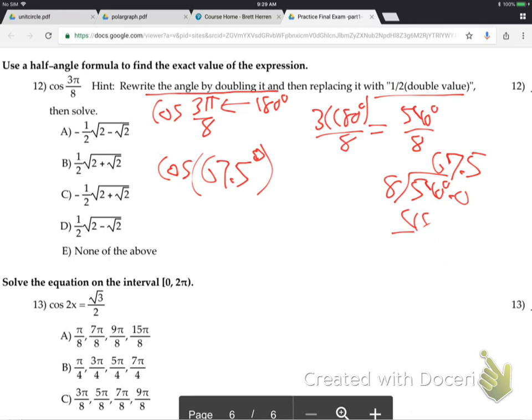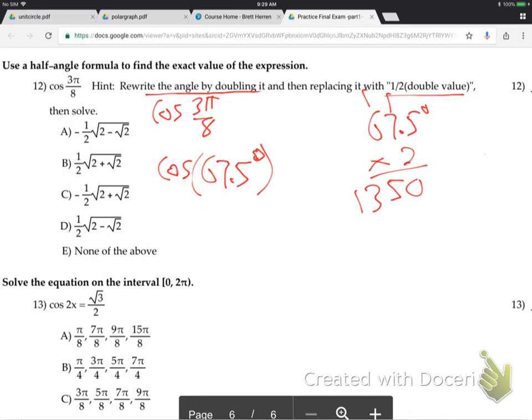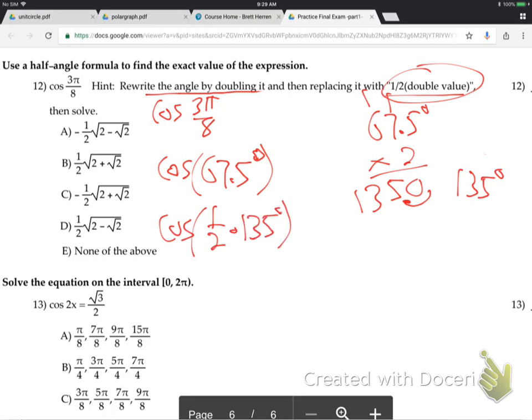Okay, so what do they want me to do now? They want me to double it. See what they're saying there? If I take 67.5 degrees and I double it, it's 135 degrees. Remember all the decimal movement stuff? So they want me to double it and replace it with 1/2 the double value. In other words, cosine of 1/2 times 135.